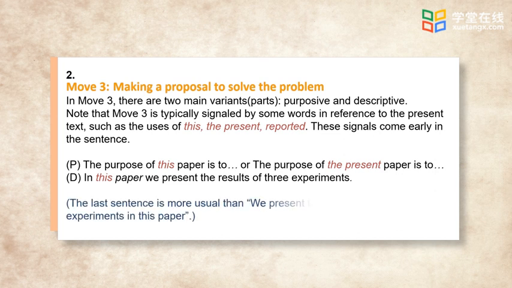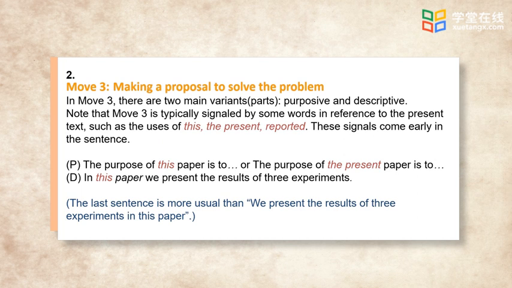Note the Move 3 is typically signaled by some words in reference to the present text, such as the uses of this, the present, reported. These signals come early in the sentence. If the conventions of the field or journal allow it, it is also common for the authors to switch from the impersonal to the personal by using we, or more rarely, I. These signals come early in the sentence.